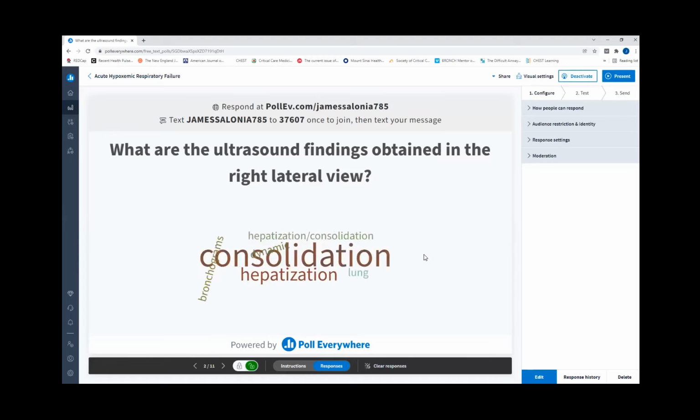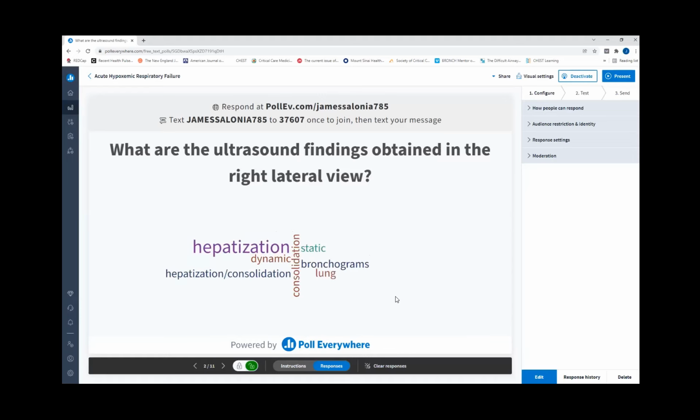There were some bronchograms in there. I see bronchograms, excellent, right? Perfect. Are they dynamic or static? Let's make this a little bit bigger. So somebody's saying static, somebody's saying dynamic. Good. Definitely you can have some static and dynamic in the same screen. I would argue that there's more dynamic. You can see these air bronchograms moving right in here.